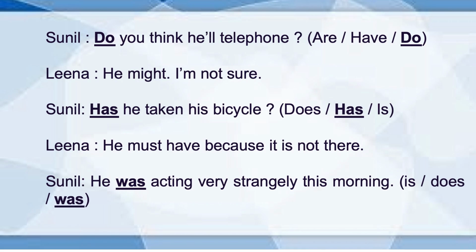Leena, he might, I am not sure. Now again Sunil, what does he say? Has he taken his bicycle? Has was the blank here. So, I have filled it up using has. What were the options? Does, has, is. So, has is the most appropriate option. Now, Leena, what does she say? He must have because it is not there. Sunil, he dash acting very strangely this morning. What were the options? Is, does, was. So, what does he say? He was acting very strangely this morning.